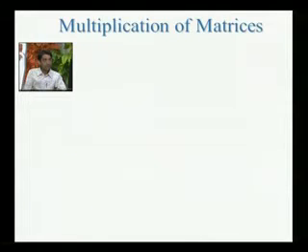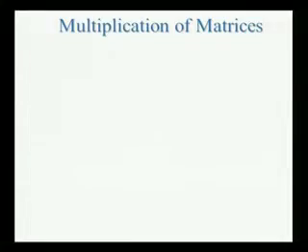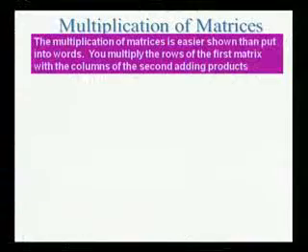So now let's go deeper. If we can multiply two matrices, then how do we multiply them? Because multiplication of matrices is not as usual as the addition of two matrices. So we need to concentrate on the method of how to multiply two matrices.